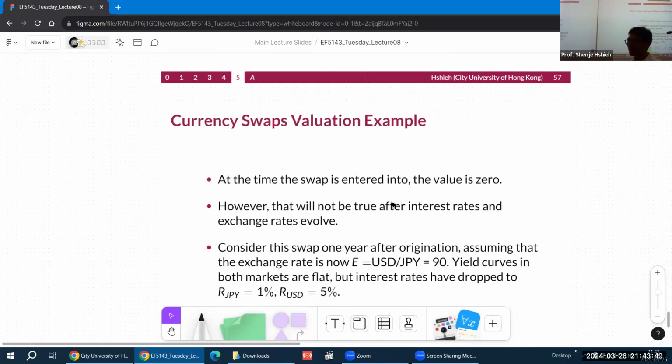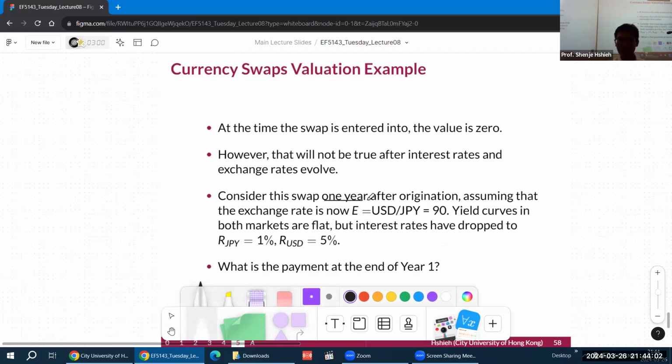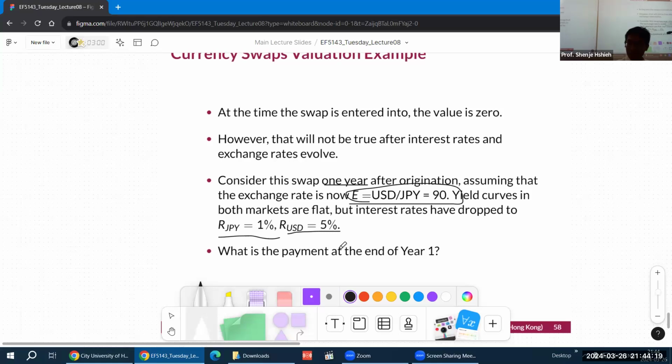But over time, in this example, I'm going to assume that after 1 year, the exchange rate changes and the interest rate changes. So here I'm going to assume that after 1 year, E is now 90. And the yield curve, the term structure of interest rates, is now different for each country. So R is 1% for Japan and 5% for US dollar, or for the United States. So my question is, what is the payment at the end of 1 year?